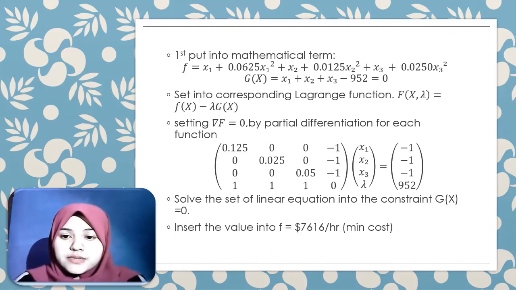Since lambda is the incremental cost for the system, this point is also called the equal incremental cost coefficient. Any deviation in generation from the equal incremental cost scheduling will result in an increase in the production cost of F. That's all from me. Thank you.